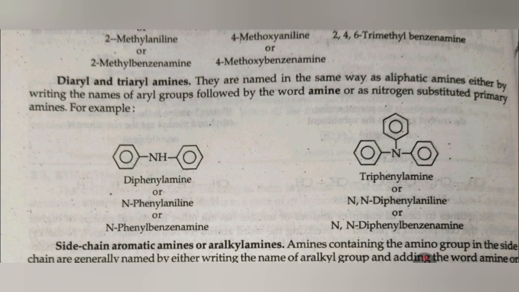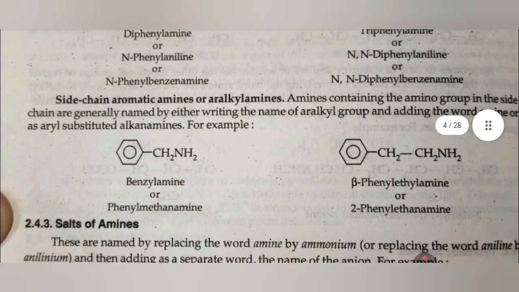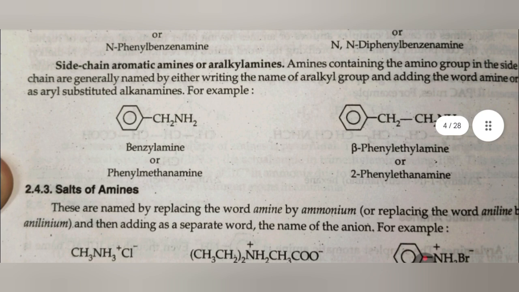Diaryl and triarylamines. They are named in the same way as aliphatic amines, either by writing the name of the aryl group followed by the word amine, or as nitrogen-substituted primary amines. For example, diphenylamine or N-phenylaniline or N-phenylbenzenamine, triphenylamine or N,N-diphenylaniline or N,N-diphenylbenzenamine.